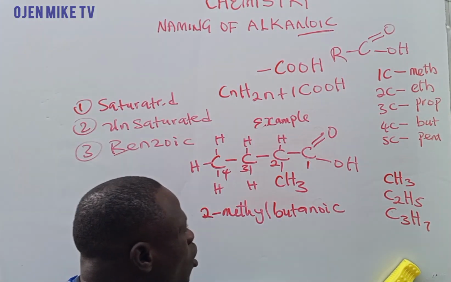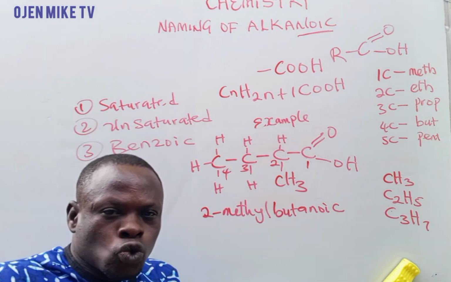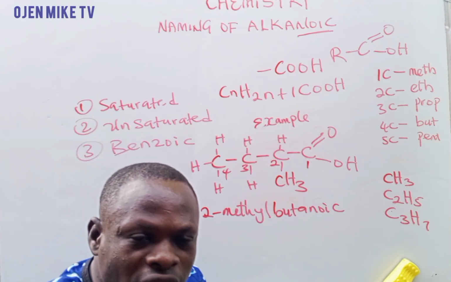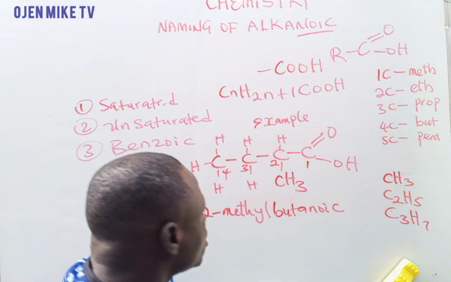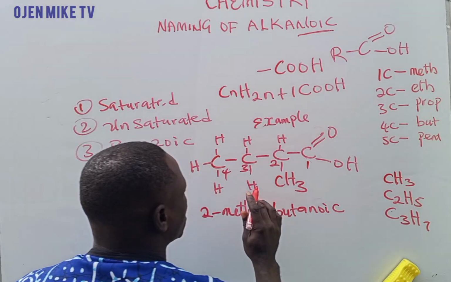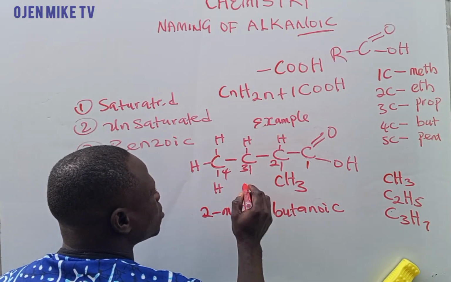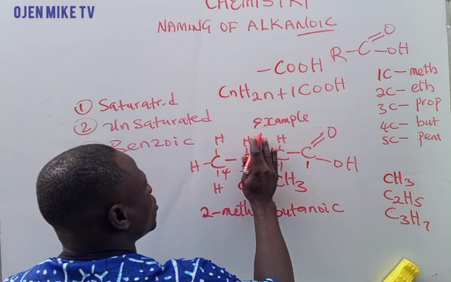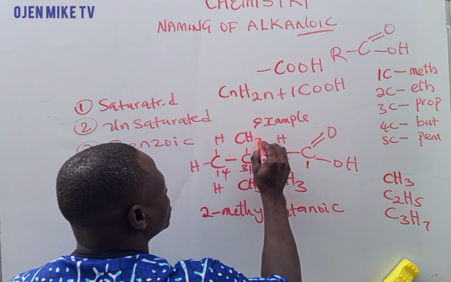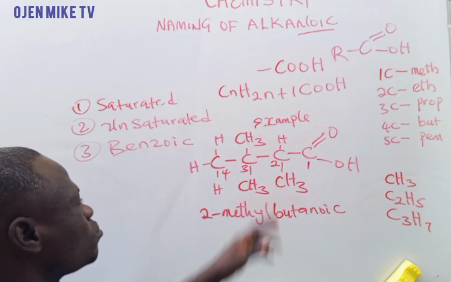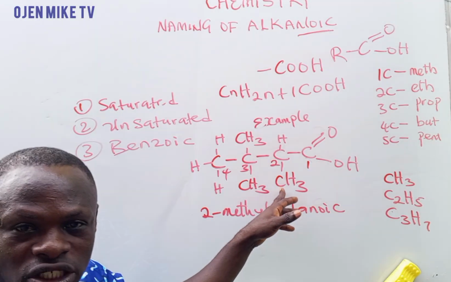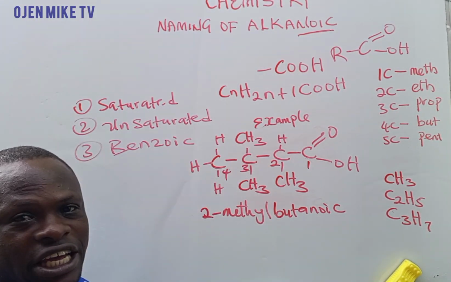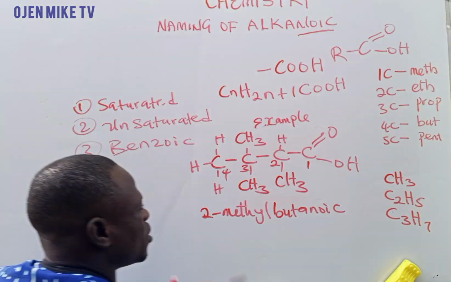In a situation where you have more than 2 children in a chain, how do you call it? More than 2 children in a chain, how do you call it? Now, for instance, you change this one to what? CH3. Okay, you change this one to what? CH3. Now they are more than 1 child. So we have 1 child here, 1 child here, and 1 child here. How do you then call it?